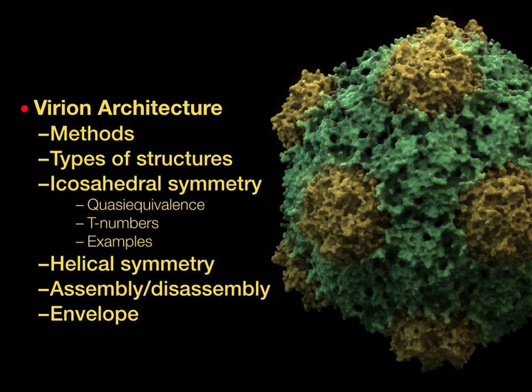We're going to see some examples. There are also viruses that look like filaments, so those have helical symmetry and not icosahedral symmetry. Hopefully we'll have time to see how viruses can assemble and disassemble, and some viruses also have an envelope, which is basically a membrane that they take from the host.